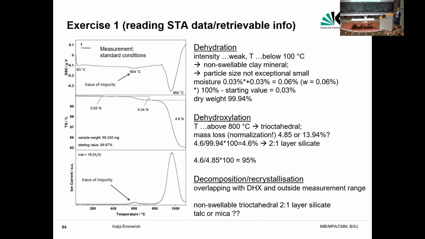Dehydroxylation temperature is very high. So this indicates we have a trioctahedral 2-to-1 layer silicate. Non-swellable trioctahedral 2-to-1 layer silicate. And content might be around 90–95%. Again, quite a lot of information we obtained from the thermal analysis.